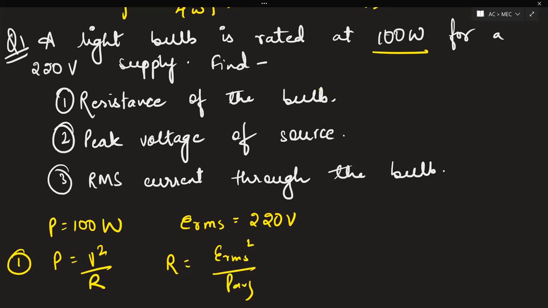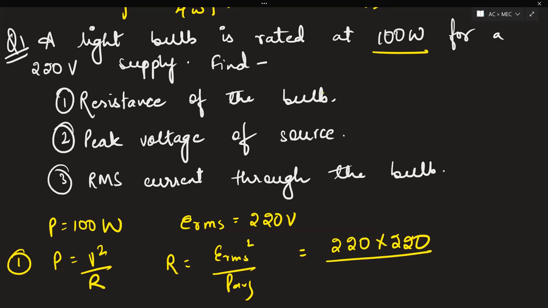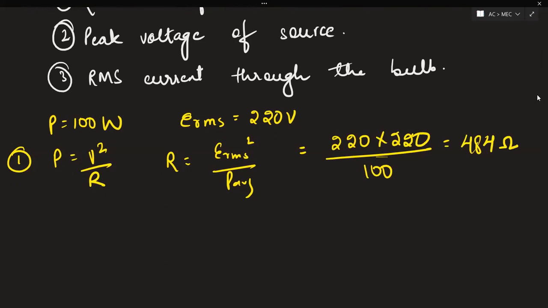You'll just convert it in terms of AC. Second question is also correct, Akifa, and first part is the right answer. Good. So the resistance can be written like this: 220 into 220 divided by 100. This becomes 22 into 22, 484. So first part is this one, 484. Yes, Hiba, 484.